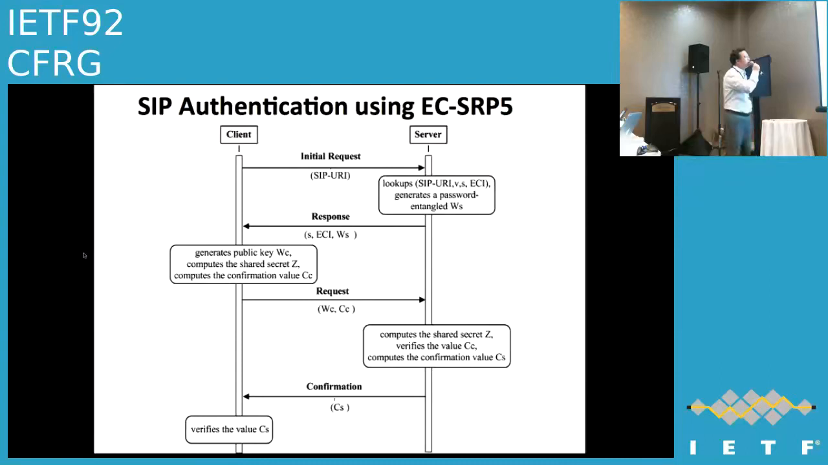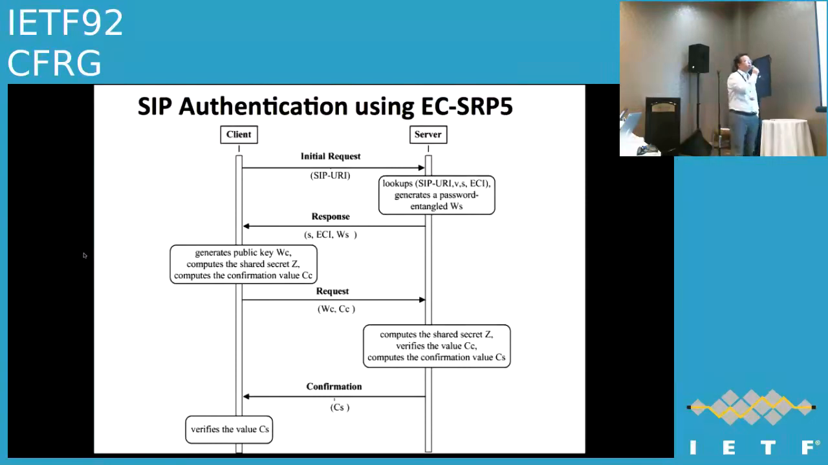With this message, the client can compute. The client first generates a public key WC and computes the shared secret Z, and then it can compute the confirmation value CC to prove it knows the password. Then it sends another request to the server with WC and CC.